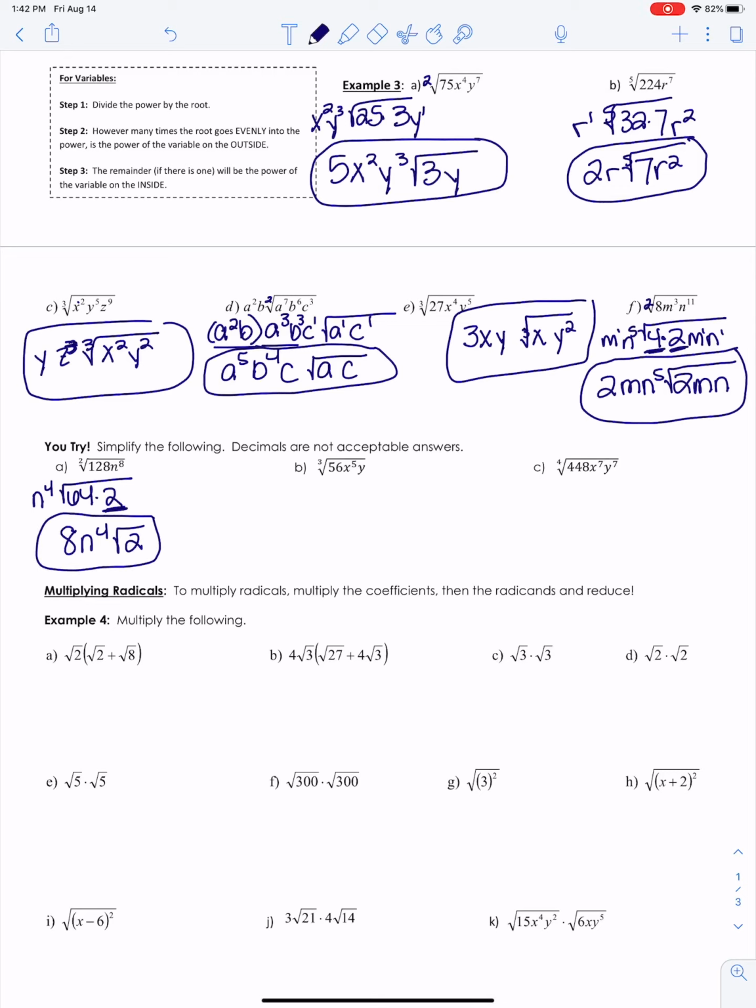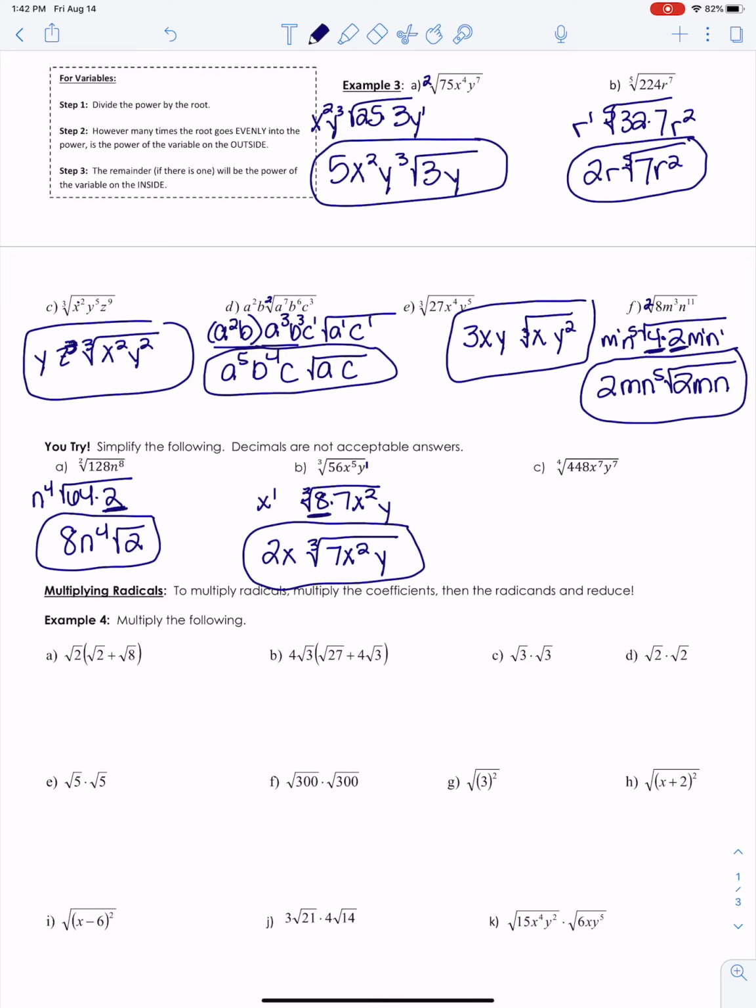All right, let's see here. For 56, we've got to find a perfect cube that goes into 56, which is 8. 8 times 7. 3 will go into 5 for my x one time with the remainder of 2. And remember, this is a power of 1. 3 doesn't go into 1, so we can't do anything to the y. It's just going to stay there. So when I clean this up, the cube root of 8 is 2. And I've got x. Then there's my 7x squared y.